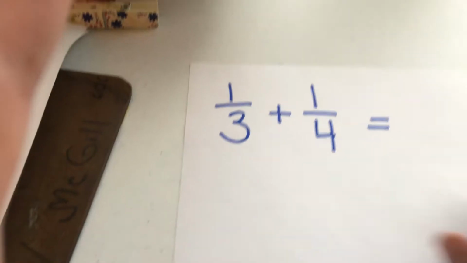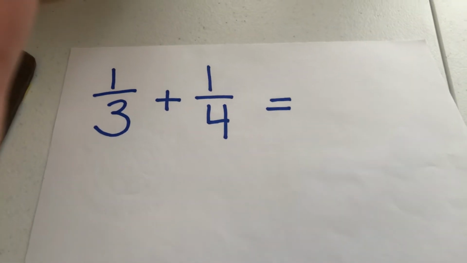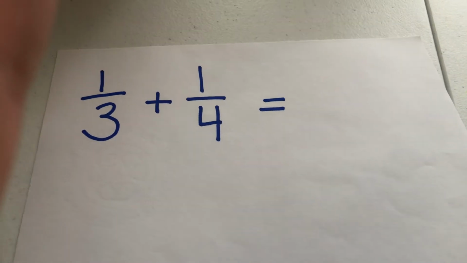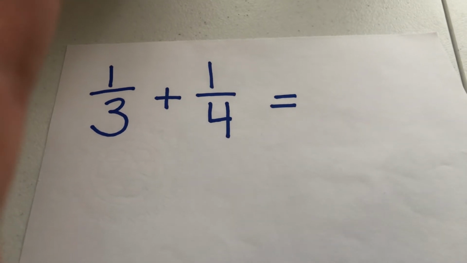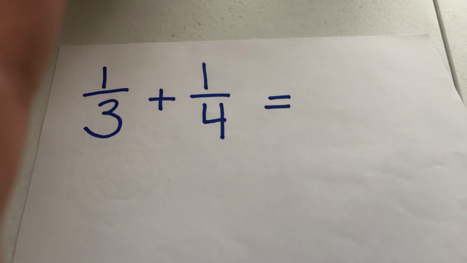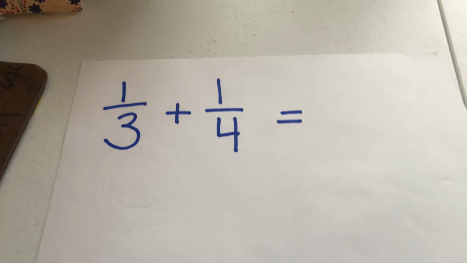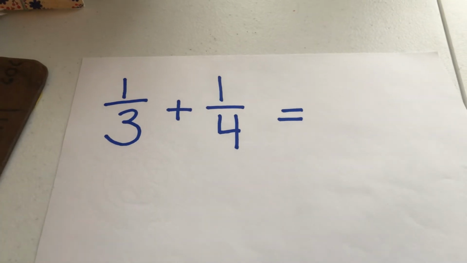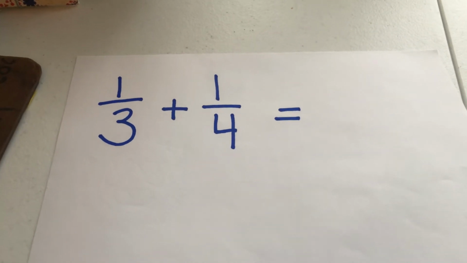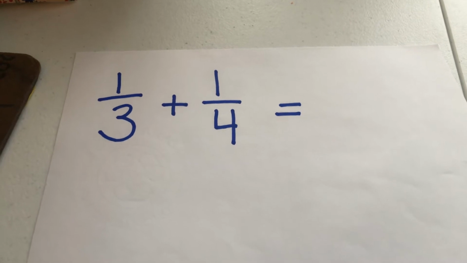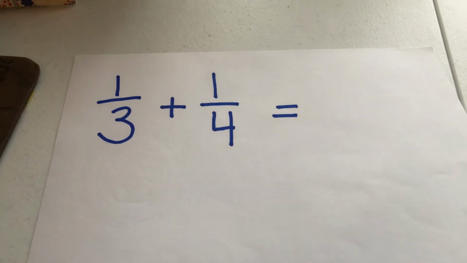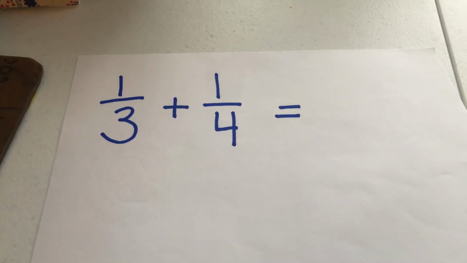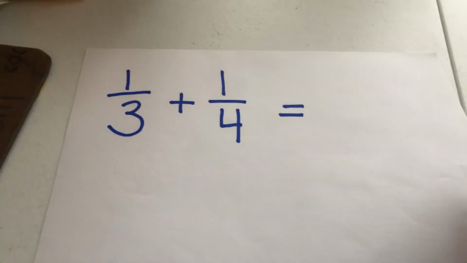So when you have a situation like this, and we are adding 1/3 plus 1/4, we can't do it like this because the denominators are different. And we have to make them the same. So what we're going to do is turn 1/3 and 1/4 into equivalent fractions. And I'm going to show you a trick how to do that, okay?